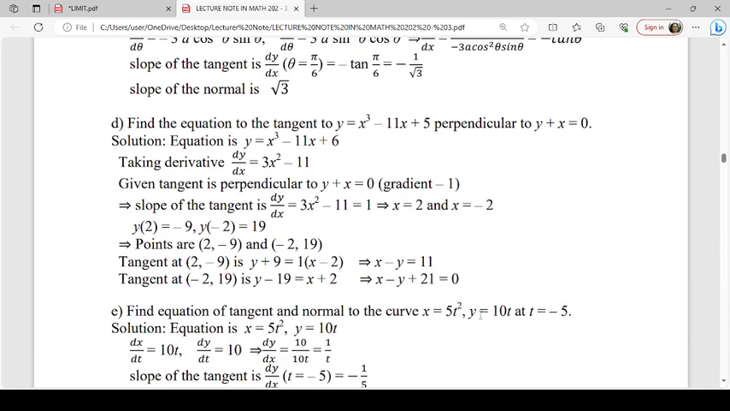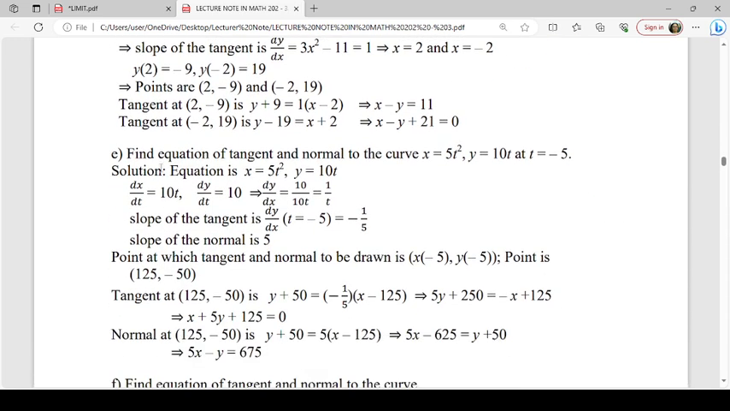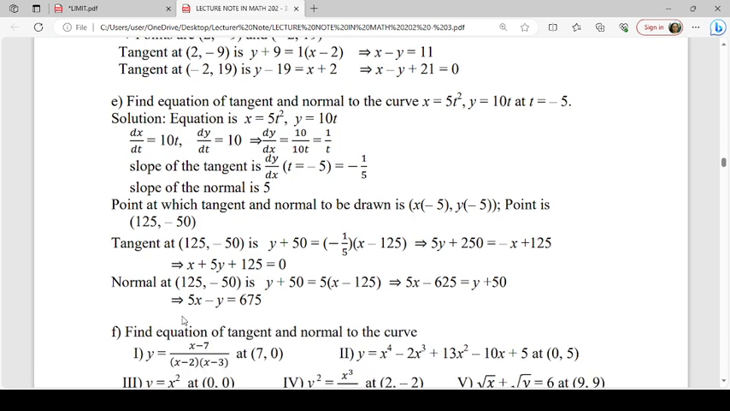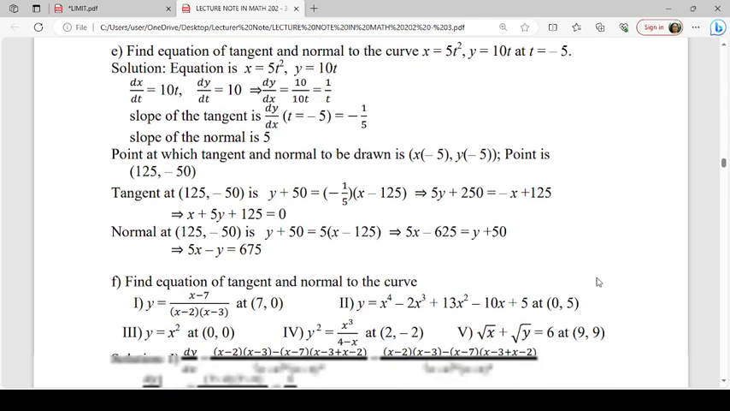Then we have to find the equation of the tangent. This is a parametric equation, so we find dy dx. Then we write the equation y minus y1 at the point t equal to -5. So these are the values, and these are the equations.